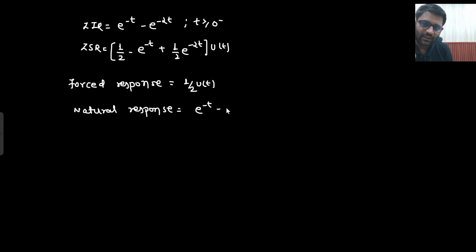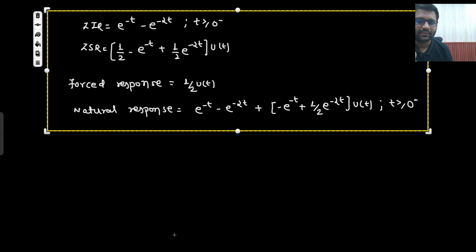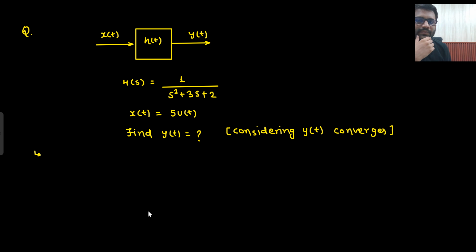e to the power minus t minus e to the power minus 2t, plus minus e to the power minus t plus 1 by 2 e to the power minus 2t, and here I need to add u(t). Along with that I need to put a condition. There you go. So these are your final answers. This is how we solve the problem. H of s we have found, zero input response, zero state response, natural response, forced response. All good, all fine. Let's move to the next question.